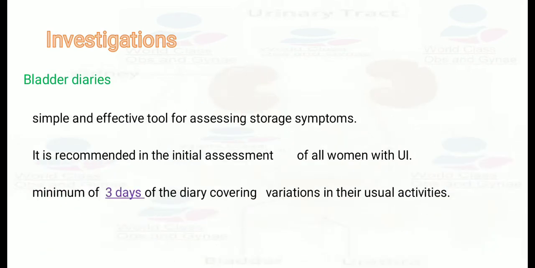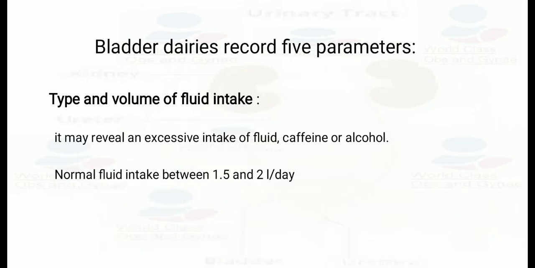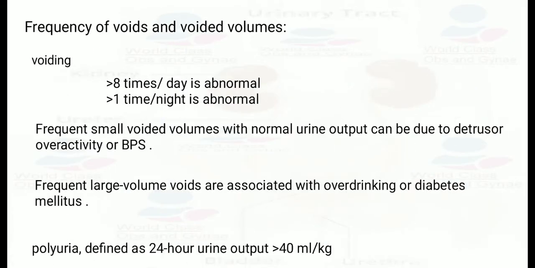Bladder diary is a very important diagnostic tool. It is a simple and effective tool for assessing the storage symptoms, and it is recommended in the initial assessment of all women with urinary incontinence, with a minimum of 3 days of diary covering the variations in their usual activities. Now, bladder diaries record 5 parameters: type and volume of fluid intake. It may reveal an excessive intake of fluid, caffeine or alcohol. Normal fluid intake is between 1.5 and 2 liters per day. Then frequency of voids and voided volumes.